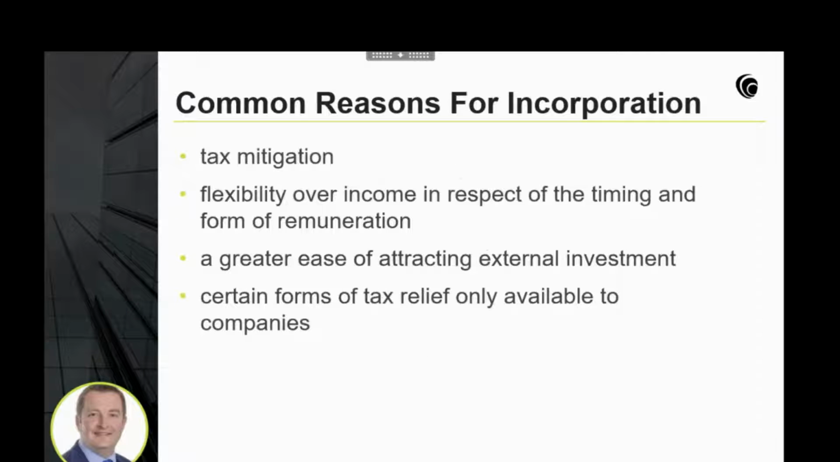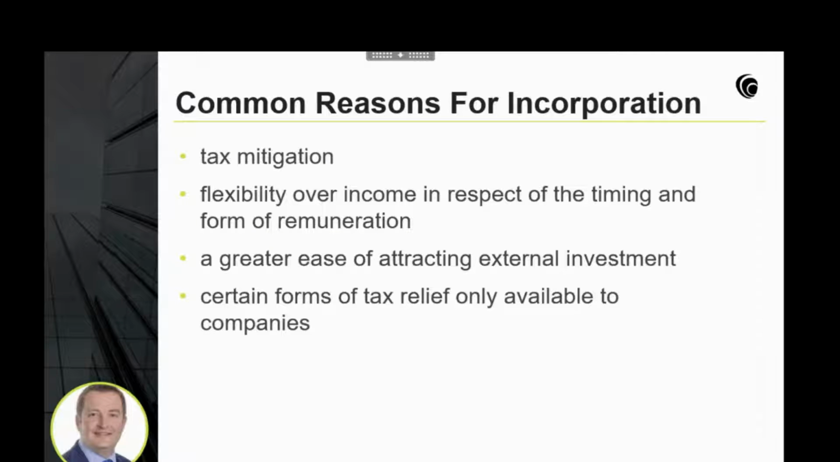The reasons listed here are linked in some way to tax mitigation, and we'll discuss them in more detail throughout the session. But just to summarise, flexibility over income in respect of timing and form of remuneration. So that's really the ability for one to retain profits within a corporate structure at lower corporation tax rates, as I'll come to explain, and only pay extraction taxes when you need to draw that income personally.